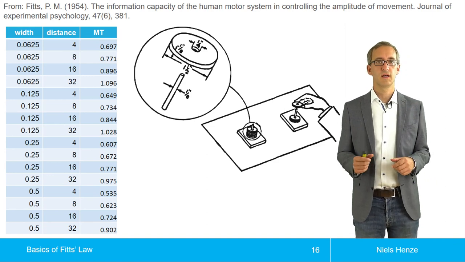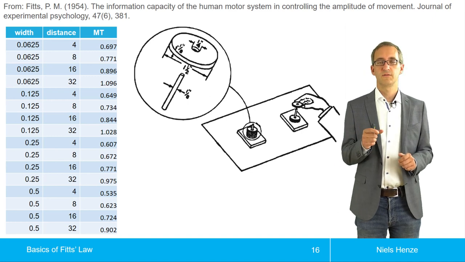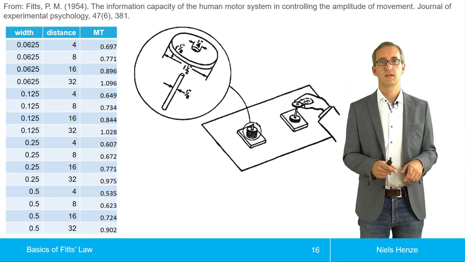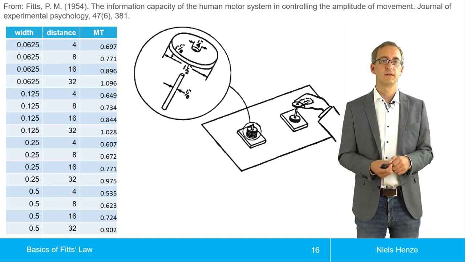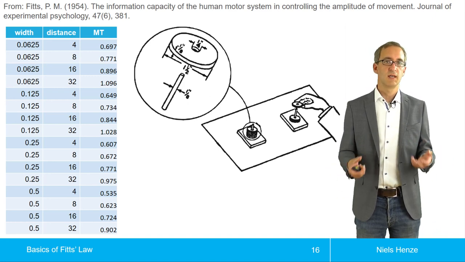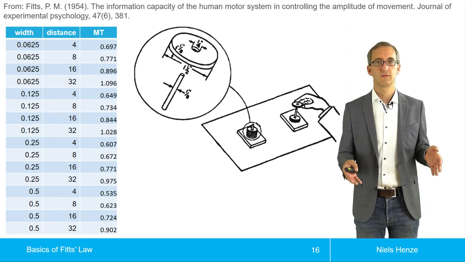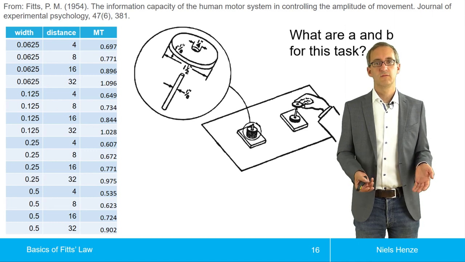So this is another task that he had in his initial studies. You have circles, and you have to move the circles from one rod to the other, and then he varied the size of the rods and the distance of the rods. And thereby he had, again, the same variations. He had different sizes, different distances. And we could wonder now, again, what are A and B for this task?